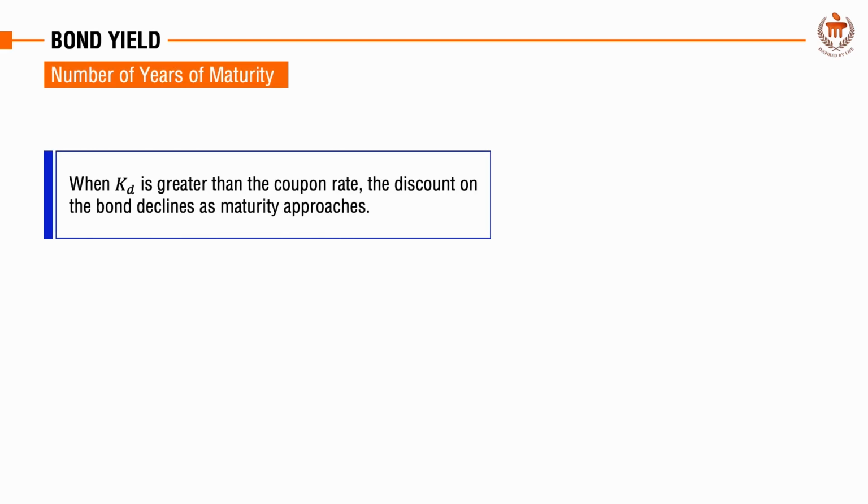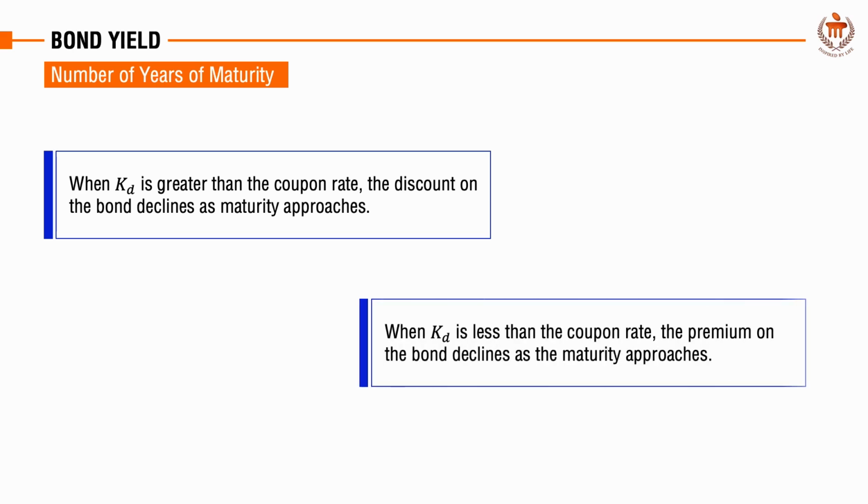Let us now explore how the relationship between the required rate of return and the coupon rate impacts bond valuation over time. As the bond approaches maturity, we will analyze two cases. When the required rate of return is greater than the bond's coupon rate, the bond is said to be trading at a discount. As the bond approaches its maturity, the discount reduces and the bond's value moves closer to its face value. When the required rate of return is less than the bond's coupon rate, the bond is said to be trading at a premium. As the bond approaches its maturity, the bond value moves closer to its face value.